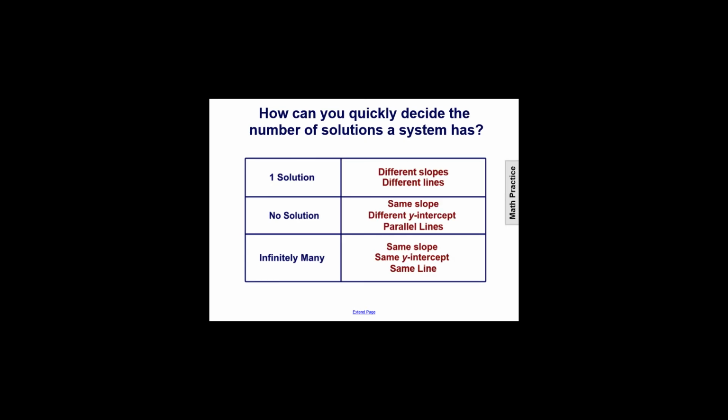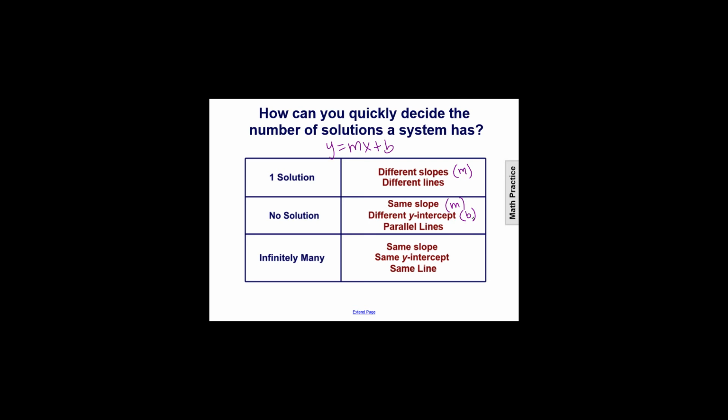Well, when you have your system written with both equations in slope-intercept form, there will be one solution if the 2 equations have different slopes. So if the value of m is different for both lines, that means that there are 2 different lines. For no solution, you would again be looking at m to see if they now have the same slope, but then you would want to see if they have different y-intercepts, so that would be your b value, and then you can identify that you're looking at parallel lines. They're never going to cross.